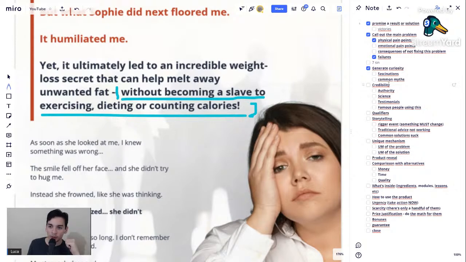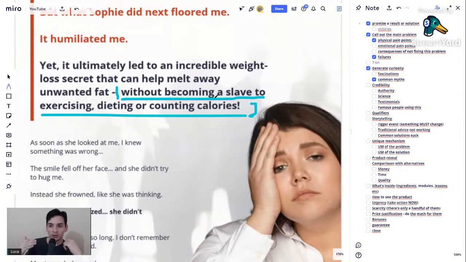And the other one that we could check is the one that says common myths, because the common myths or common solutions, all that stuff, is something that you have to mention because you have to compare your solution with the other ones.